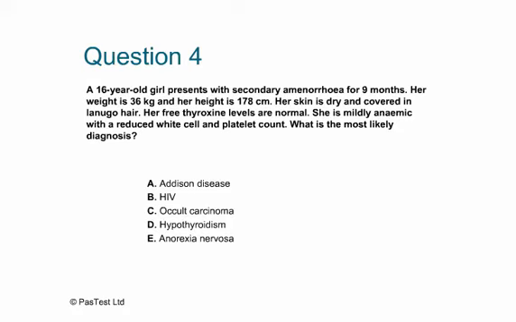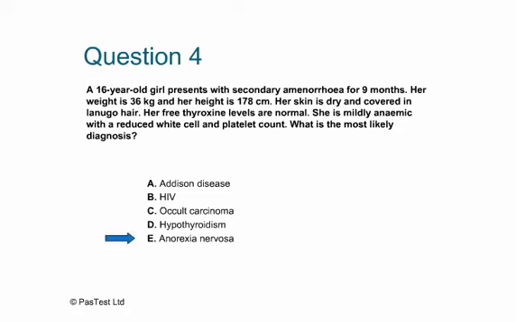Addison's disease, HIV, occult carcinoma, hypothyroidism, or anorexia nervosa. And this is a typical description for a child with anorexia nervosa. Just be aware that there might be phenotypic overlaps between adrenal insufficiency in Addison's disease and anorexia nervosa. If in doubt, it would be wise to exclude adrenal insufficiency by performing a synacthen test.